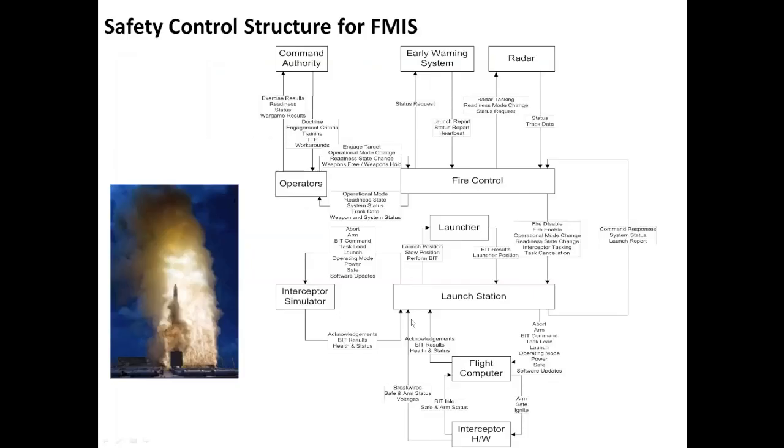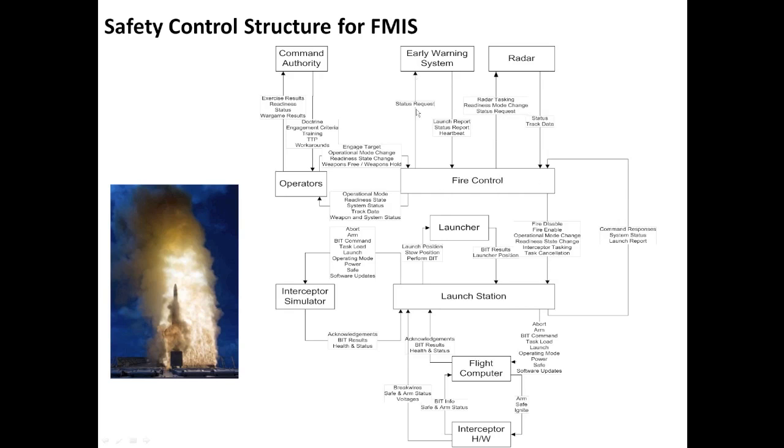So let me show you the high-level safety control structure for this system. It's called FMIS here, fictional missile intercept system, because the U.S. government doesn't like me talking about the design of the real ballistic missile system. There's a command authority up on the top left, which gives doctrine, engagement criteria, training, and other things to operators. They get feedback from the operators to make sure that this is all working. The operators send commands to the fire control computer.